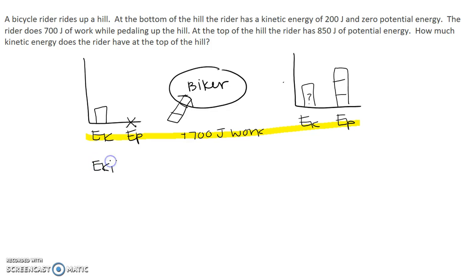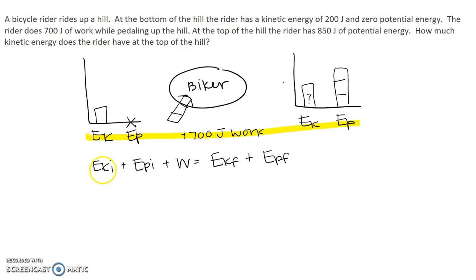So EKI plus EPI plus work equals EKF plus EPF. So I use I and F for initial and final, or before and after, right? Top of the hill, bottom of the hill, all that stuff. So as I look here, I can plug in some values.